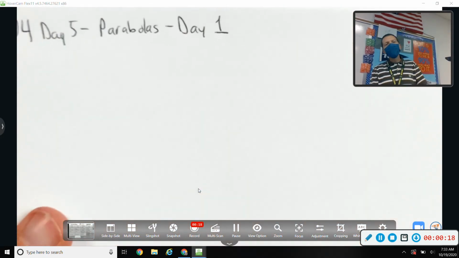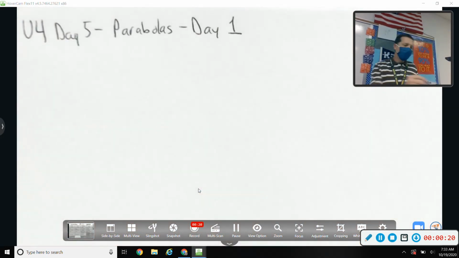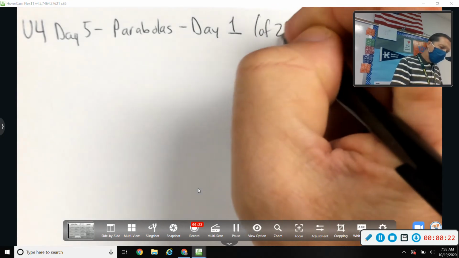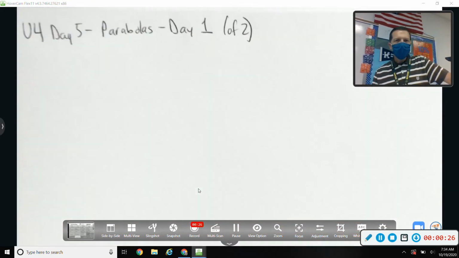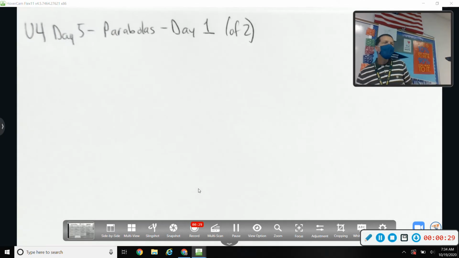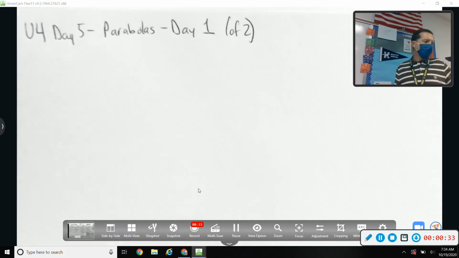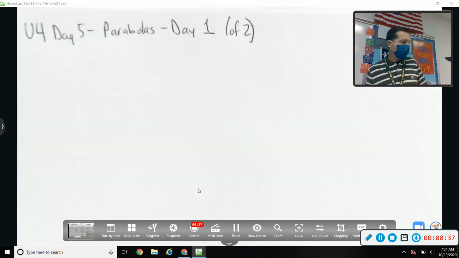Parabolas Day 1. This is one of two, so we'll have another day tomorrow to work on parabolas. We'll cover everything we need to know today, so tomorrow will just be more practice problems. Today will be heavy on notes, tomorrow will be very light on notes. We'll just work a few problems together.